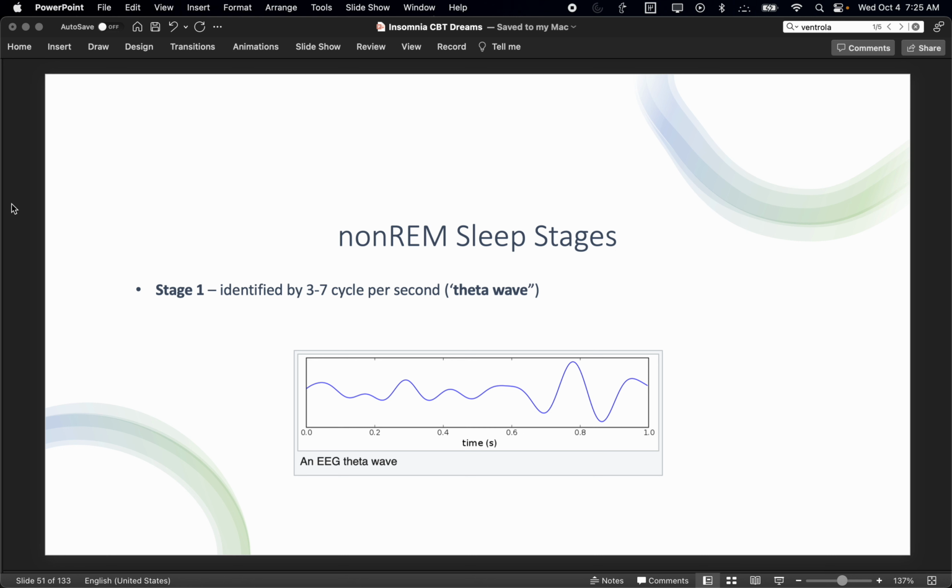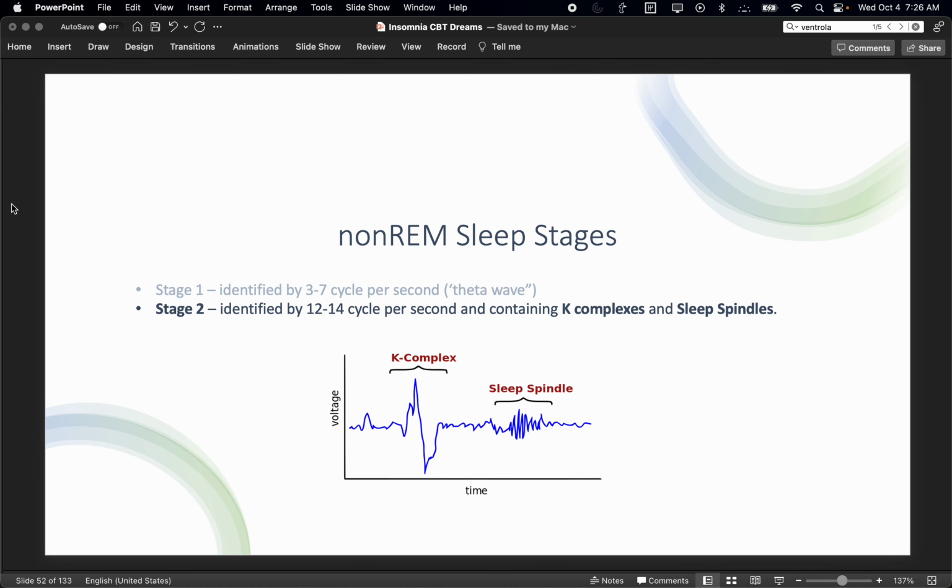So when you're looking at an EEG, there are some characteristic aspects to it, and that's how they divided and defined the stages. Stage 1 of non-REM is a slow cycling. It's 3 to 7 cycles per second. That means if you take a 1 second time strip, you'll end up with waves 3 to 7 times. They're referred to as theta waves, based on physical characteristics of the EEG strip, the amplitude and width. Stage 2 is twice as fast, so it's 12 to 14 cycles per second.